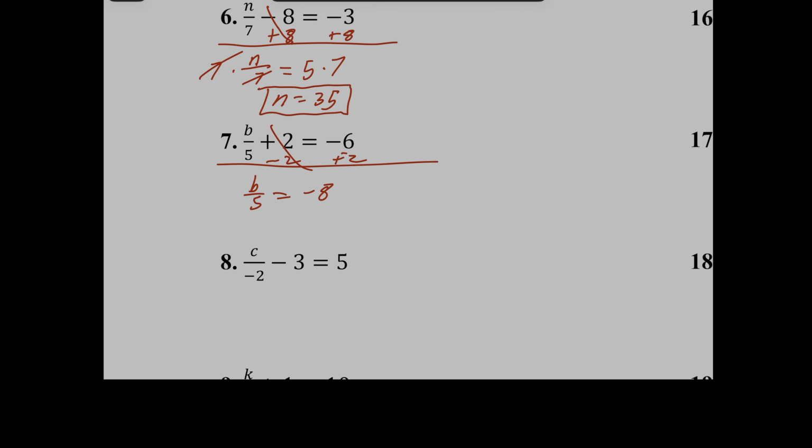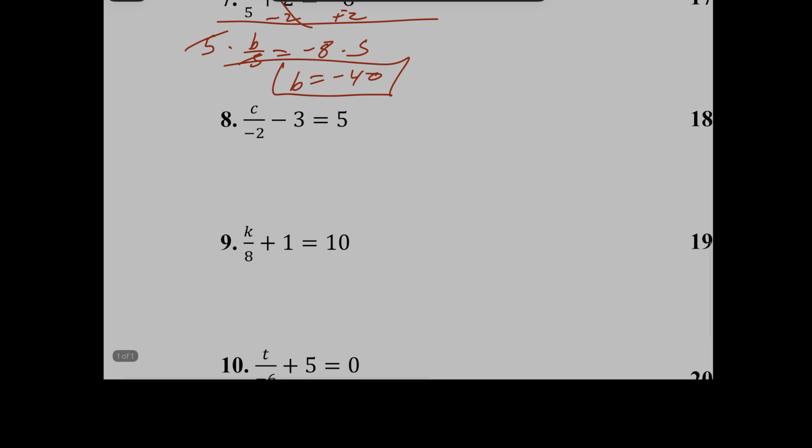Here we go. -8. I'm going to multiply each side by 5. Boom, boom. And I get b equals negative times a positive is a negative. There we go. Let's go on to number 8. I'm going to add 3 to both sides. That gives me my letter terms on one side. Gives me my numbers on the other. Boom, boom. C equals, ooh, I didn't write a negative there.